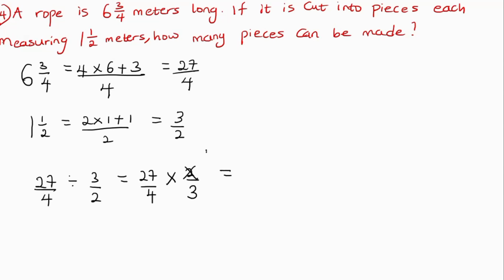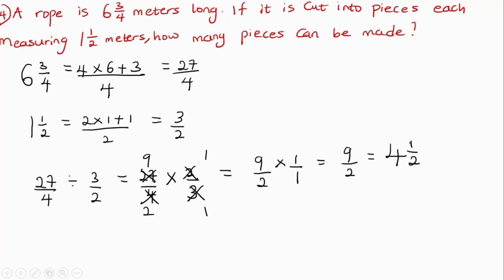2 into 2 is 1. 2 into 4 will give us 2. 3 into 3 is 1. And 3 into 27 it is 9. So we have 9 over 2 times 1 over 1, which is the same thing as 9 over 2. And if we simply divide this, we are going to have 4 whole number 1 over 2. 4 and 1/2 is the number of pieces that can be made from this. Alright, so this is how you can easily solve word problems on fraction.